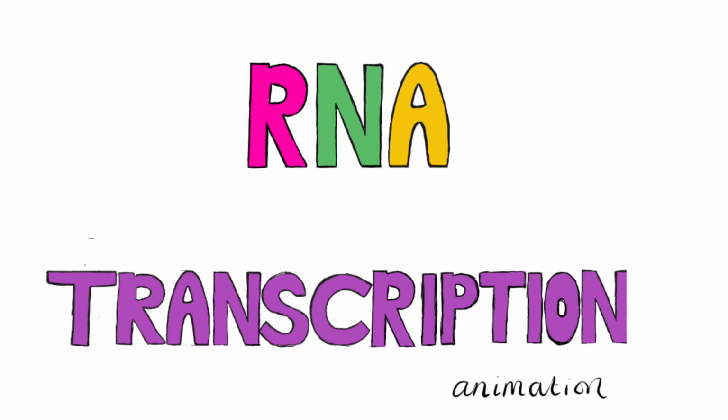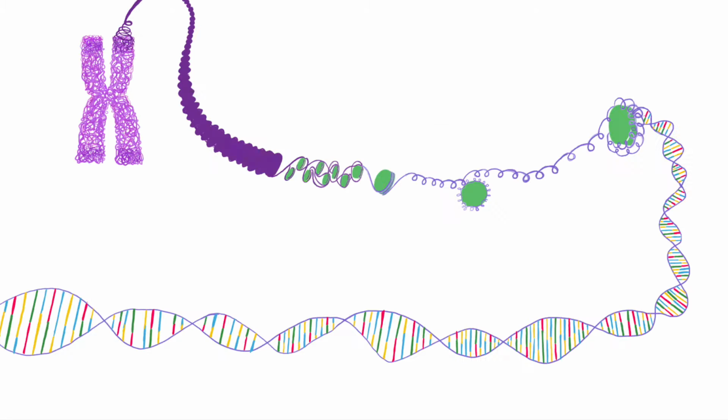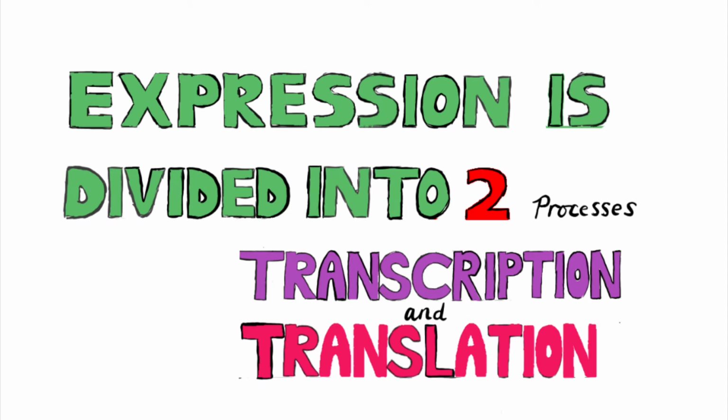RNA transcription is the process by which a gene is expressed into an mRNA strand. For some genes encoded, RNA is used to synthesize a protein via gene expression. Expression can be divided into two processes, transcription and translation.